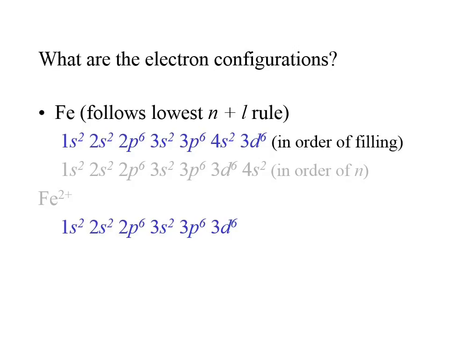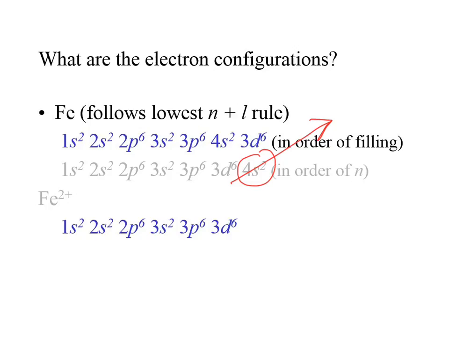Those 2 electrons left. So now instead of 26 electrons, it has 24 electrons, and this is what it looks like. I can't remember my notes, but it goes something like this.